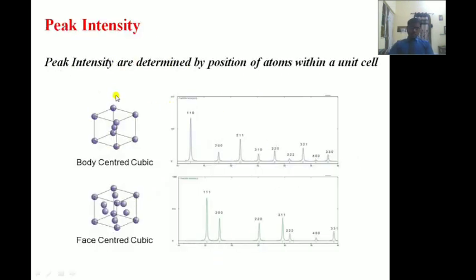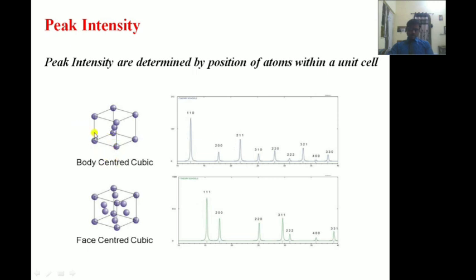Now next is to discuss the peak intensity: how many peaks are available in the crystal. So here I would like to discuss two examples. The first example is the body centered cubic, and the second example is the face centered cubic. If you observe carefully, the body centered cubic has 1, 2, 3, 4, 5, 6, 7, 8, 9 peaks. Okay, and the face centered cubic has 1, 2, 3, 4, 5, 6, 7 peaks. It has 2 peaks less as compared to the body centered.